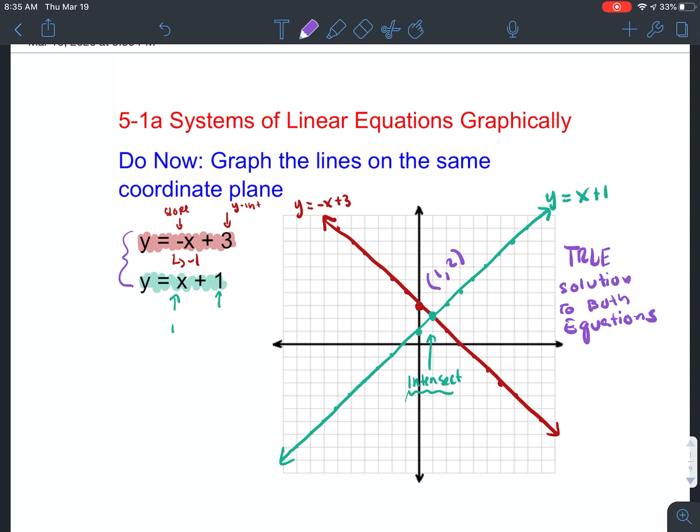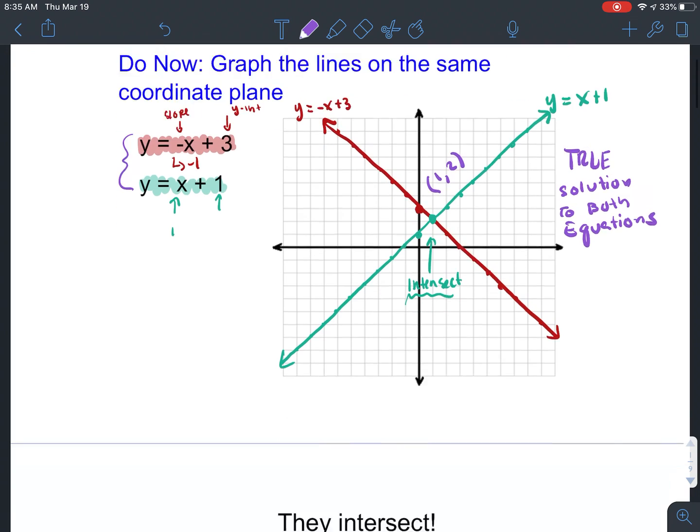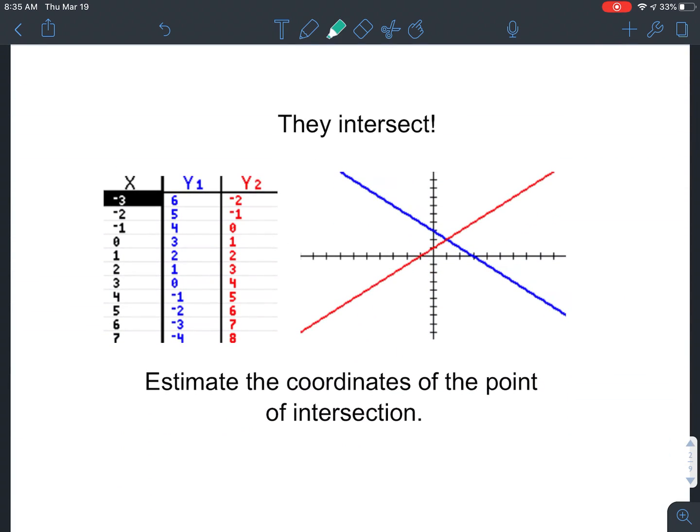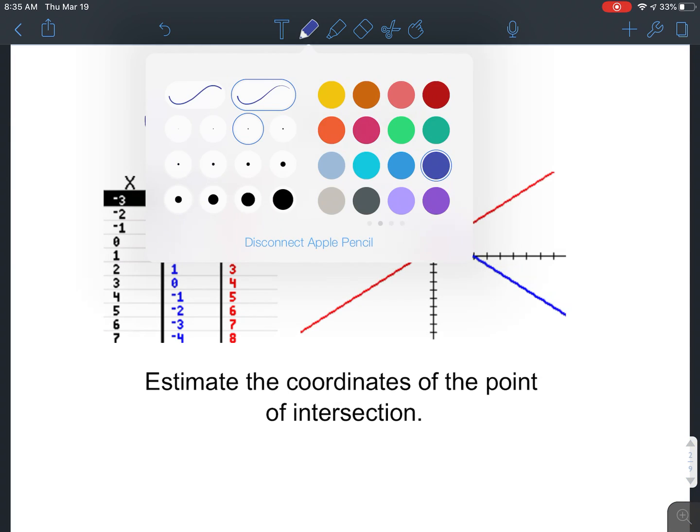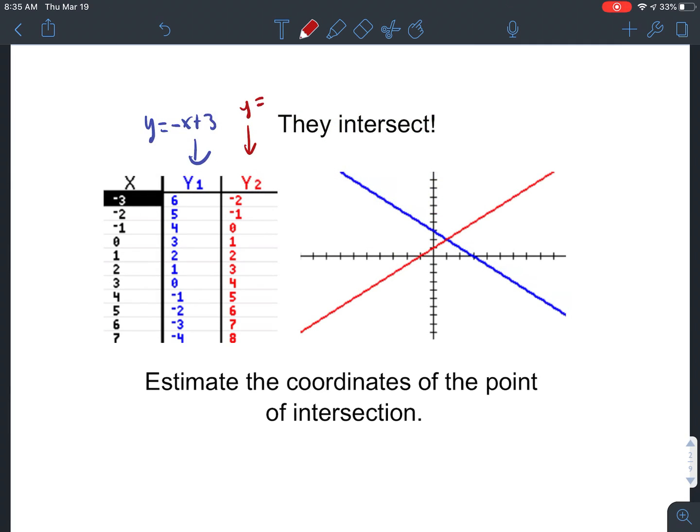Okay, when we're solving these systems of equations, we're going to be looking for a point that makes both equations true. So we're going to be identifying the point of intersection. Now this one was relatively easy to figure out because we were able to count the points. Another way to look for points of intersection is by looking at its table. So I actually put these into the calculator for this. This is the equation y equals negative x plus 3, and this is the equation y equals x plus 1.